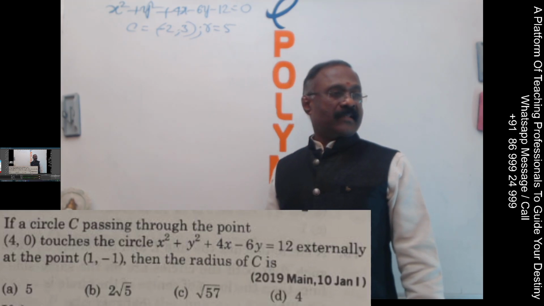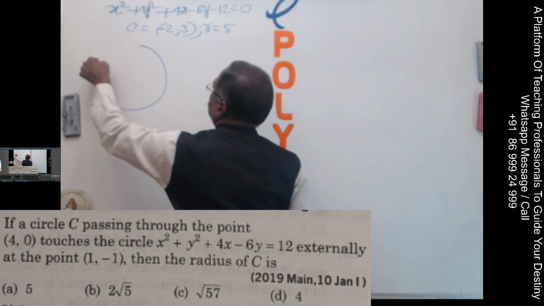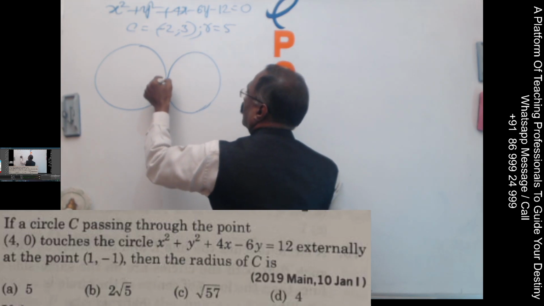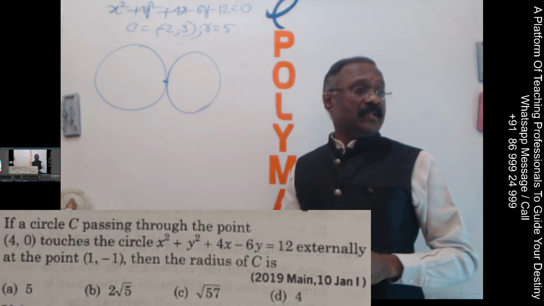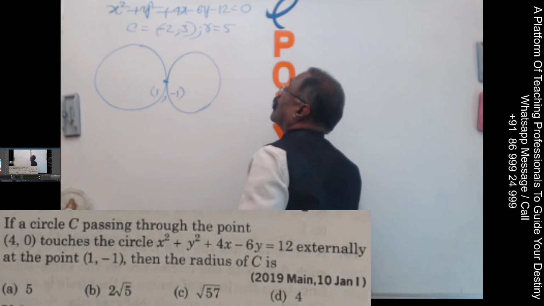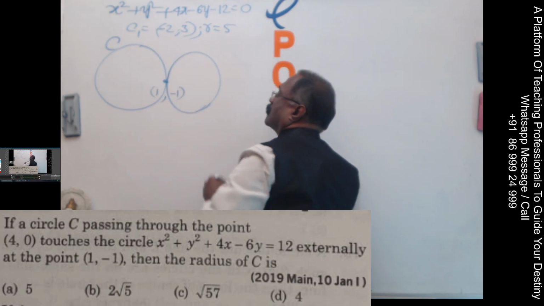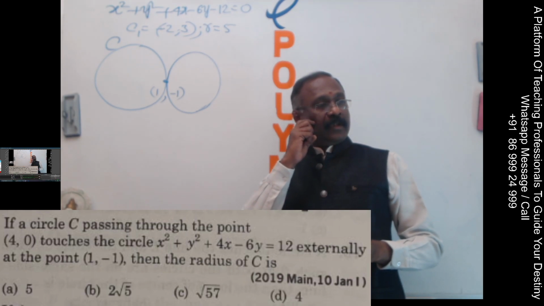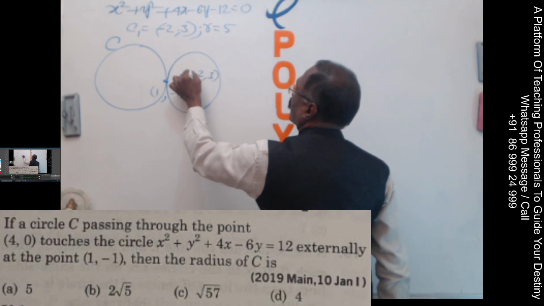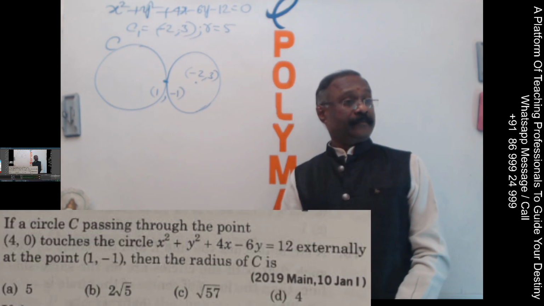Now, a circle C passes through the point and touches this circle externally. This is a circle, and it is touching this circle externally. What is the point given? The point is given to be (1, minus 1). Let me call this C1, because the question used the alphabet C to represent the circle. What is the center of this circle? Minus 2, 3. Where is it touching the other circle? At (1, minus 1).